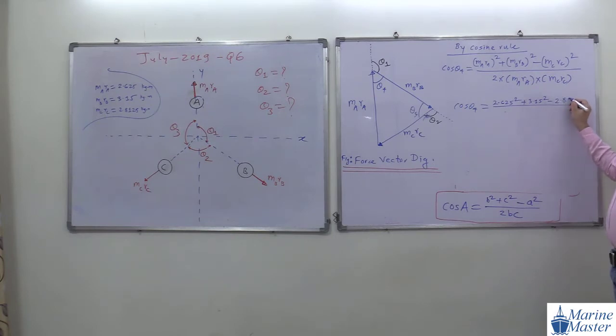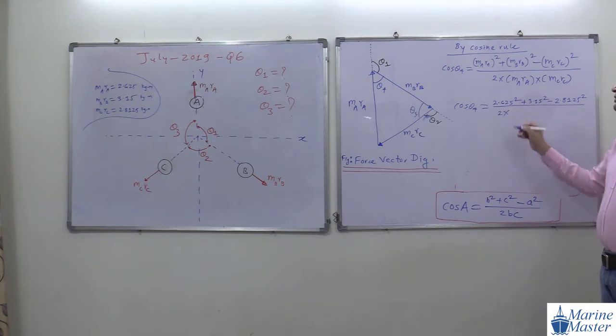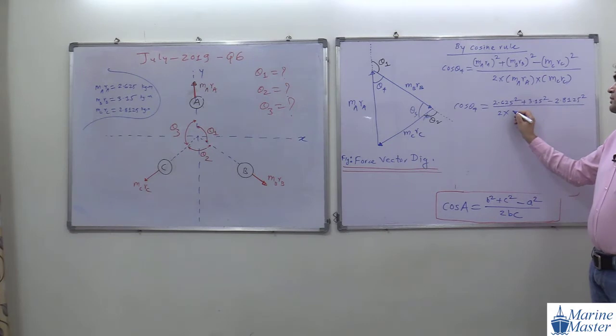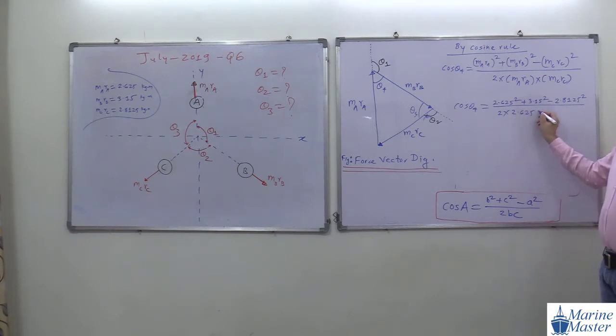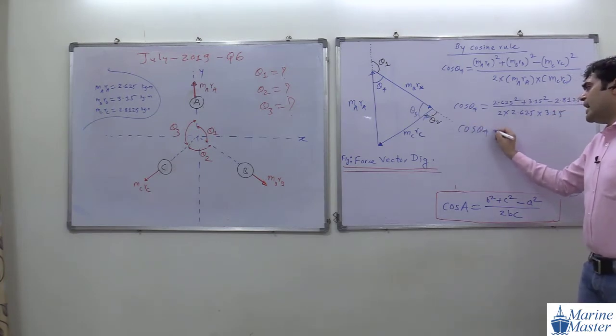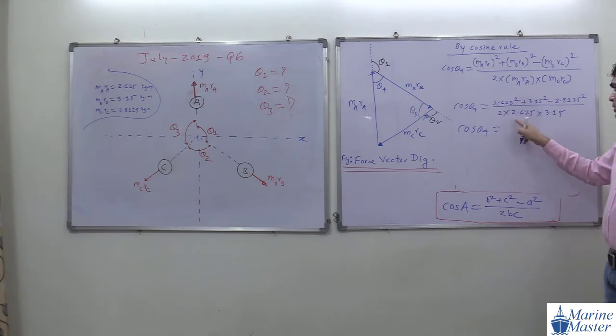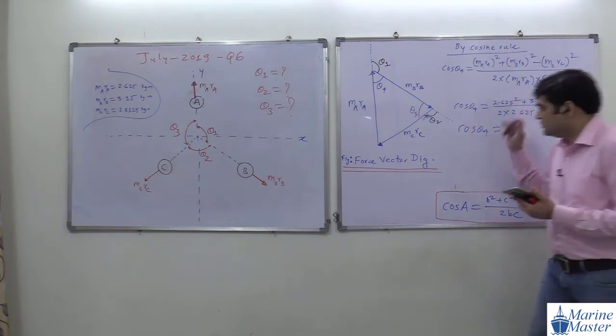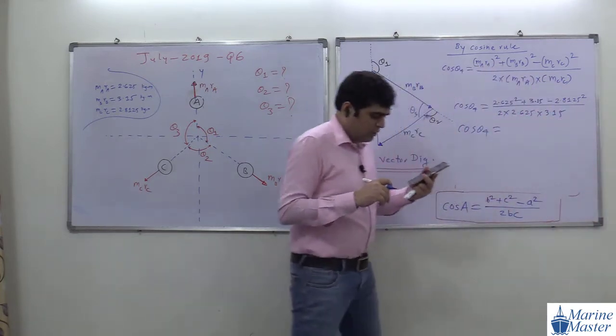Minus 2.8125 square. Okay. 2 times what? MARA is how much? 2.625 and MCRC is how much? 3.15. Please do the calculation and tell me the value. Don't directly calculate theta 4. First of all, calculate this term. Okay. So see the scenario here. Please do the calculation. What we have to find out?